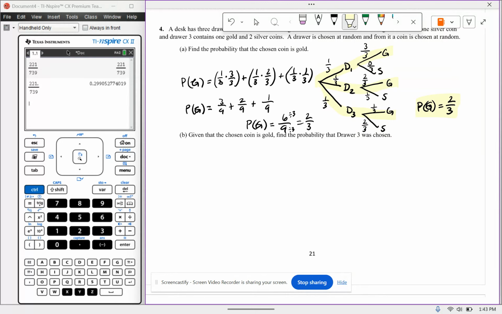You could have done it in your calculator too. Sometimes it's just easier to do it in your head. But did you guys get 2/3?